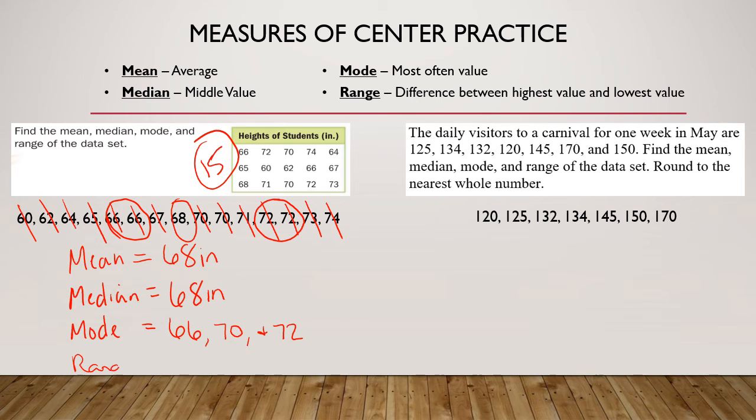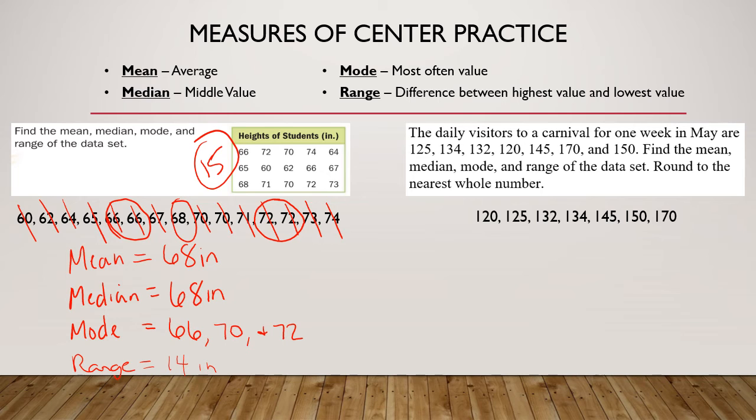As for the range, we'll take the highest number minus the lowest number. So the tallest student was 74 inches. The shortest student was 60 inches. So 74 minus 60 gives me 14 inches.